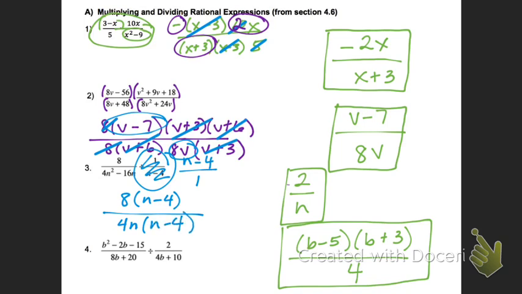Wait, why did you have to flip it? Because it's dividing. So when you divide, you flip and multiply. Then the n minus 4's cancel, and the 8 over 4 cancels, and I'm left with 2 over n.